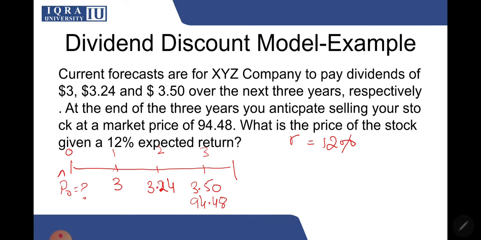Time value of money you have already studied, so you know how to calculate the present value of this cash flow. That is your dividend discount model. So हम इसकी present value find out करते हैं. Present value is equal to FV over (1 plus R) to the power n. This is the formula. Now your dividend discount model is actually this.